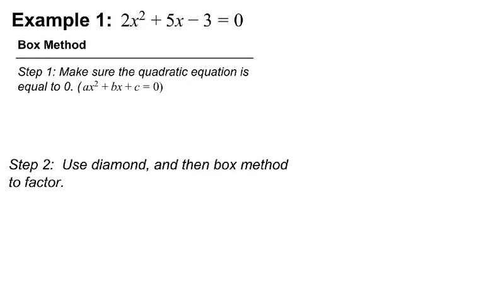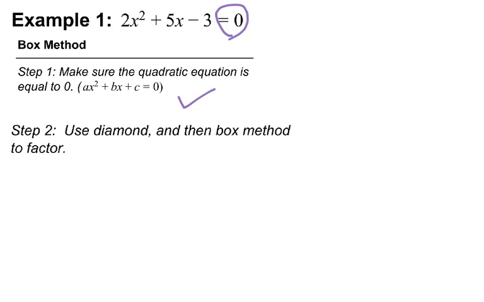So again, when we're dealing with quadratic equations, we want to make sure that we see that surprise smiley face and that the quadratic equation is equal to 0. And we can see that this step is already happening for this problem. It won't happen for every single problem though, so we need to be aware of it. The second step is to use our diamond and then our box method to factor.